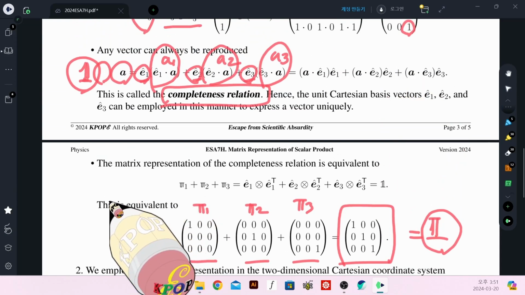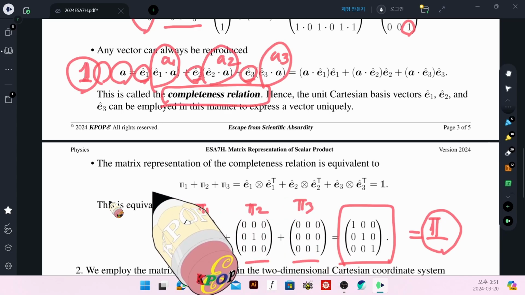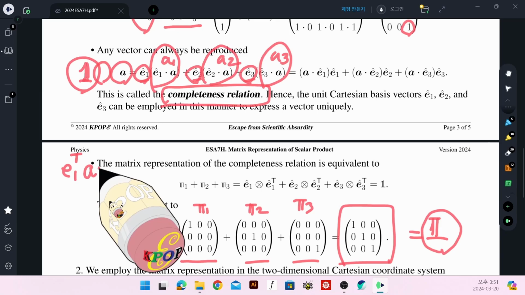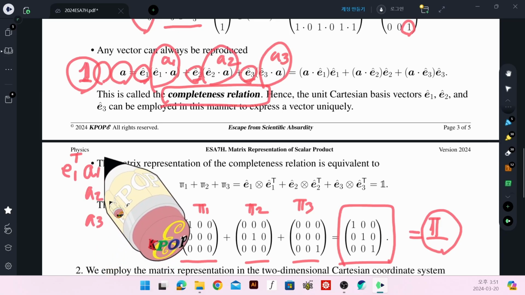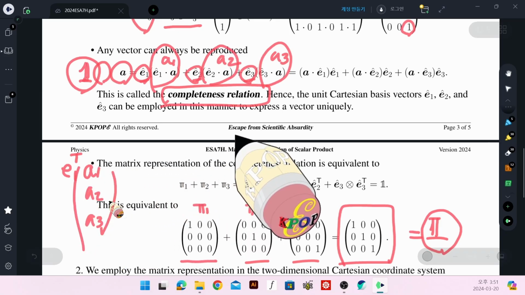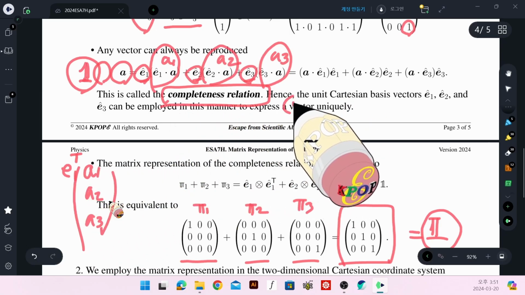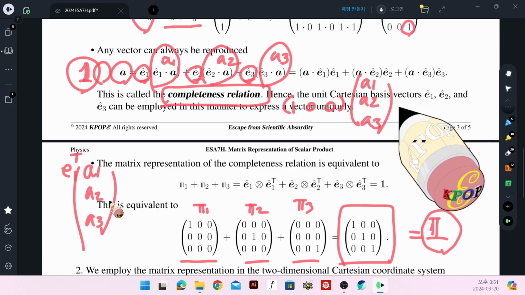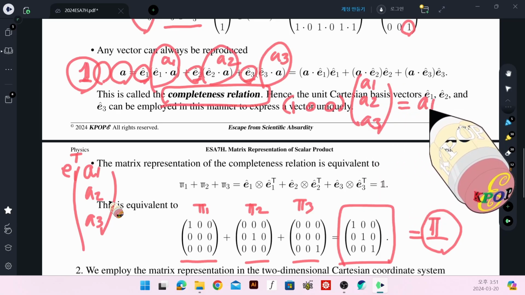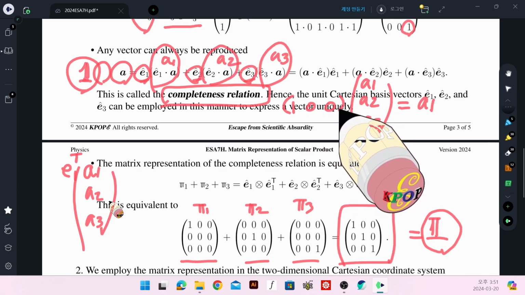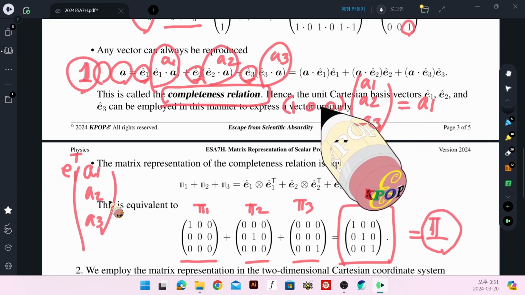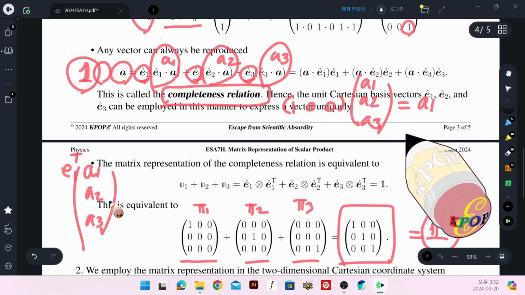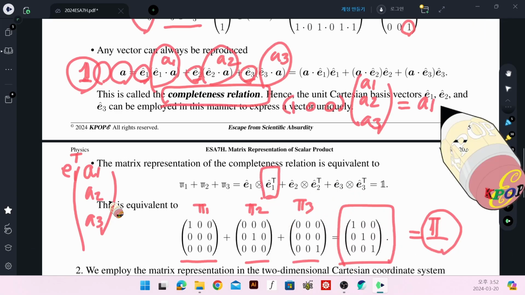And the effect is, we recall, E1 transpose times A as a column vector. E1 transpose is 1, 0, 0, and the A vector is A1, A2, A3. The final result is A1, and because the other entries are 0, the A2 and A3 contributions do not contribute to this product. As a result, this collects the Cartesian component.